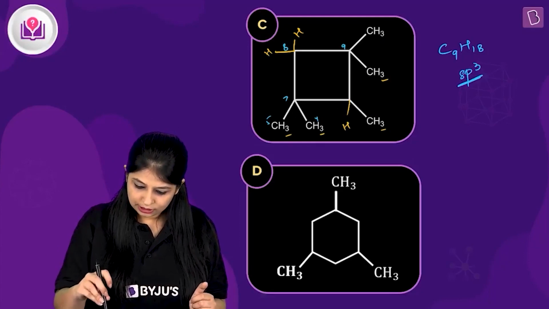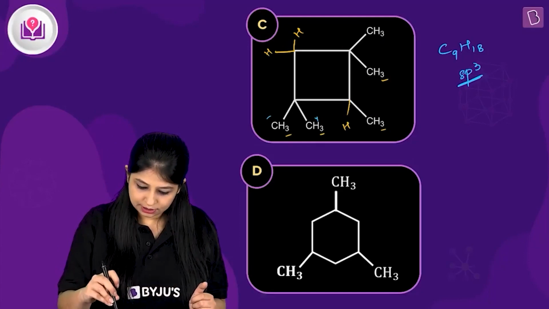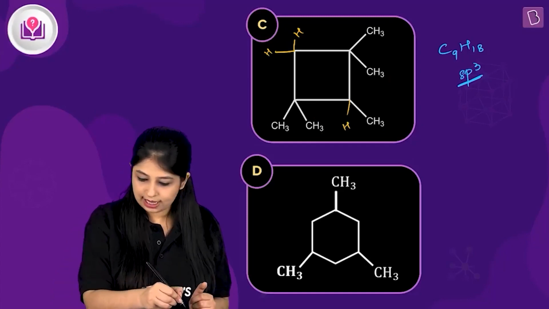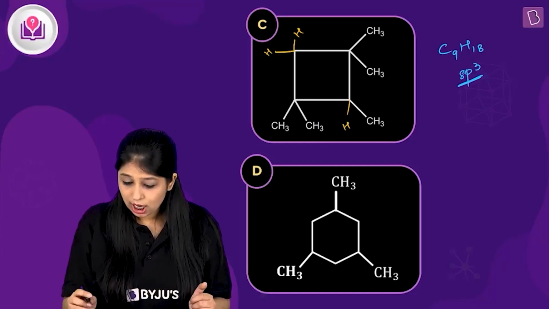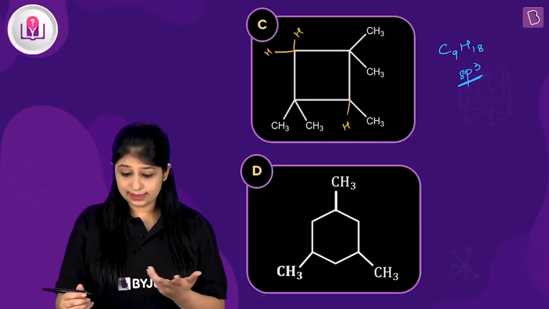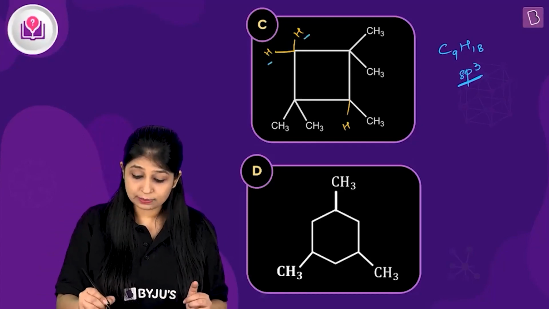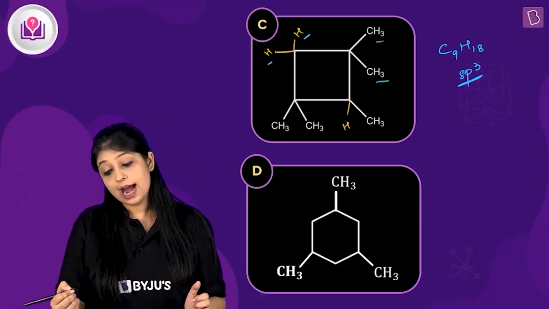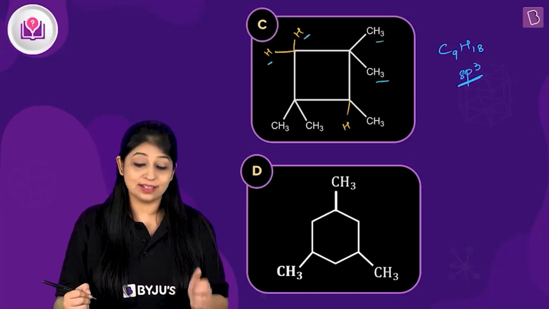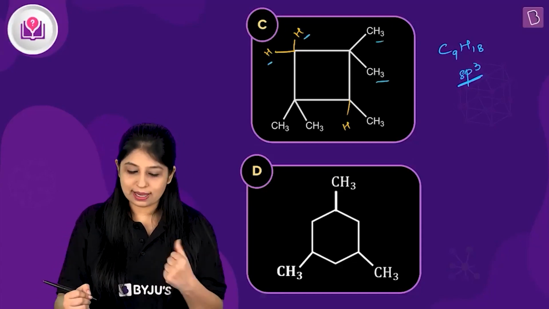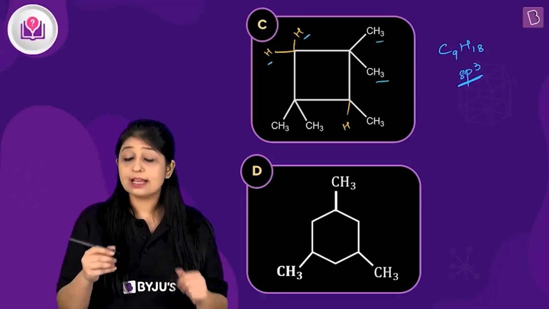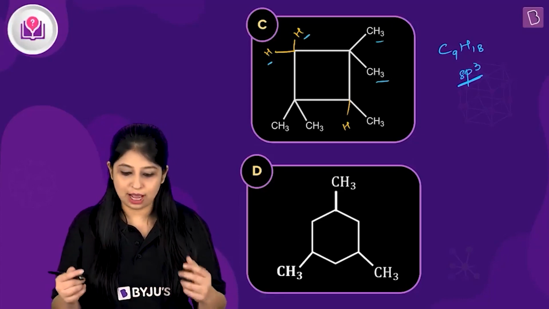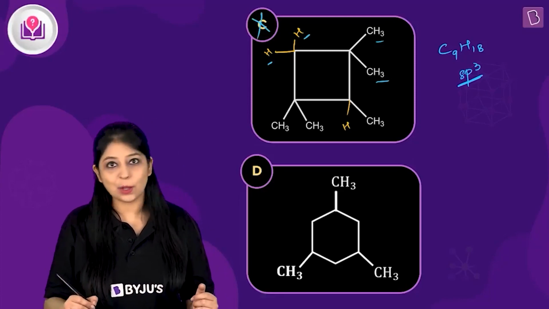What about the hydrogen atoms? Well, let's have a look. The hydrogen atoms are actually not identical, right? Here, the hydrogen atoms are directly attached to the carbon which is there in the ring. However, we have hydrogen atoms attached to CH3 being part of the methyl group as well. So option C does not have all identical hydrogen atoms. So option C is also not correct.